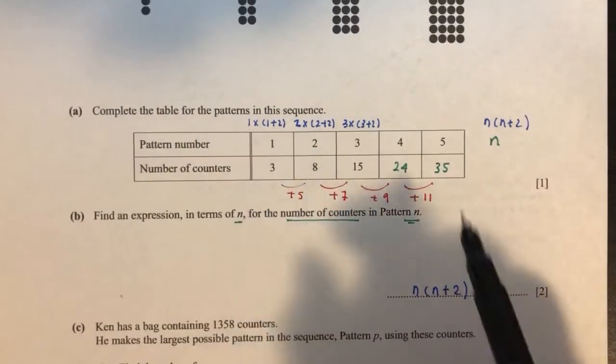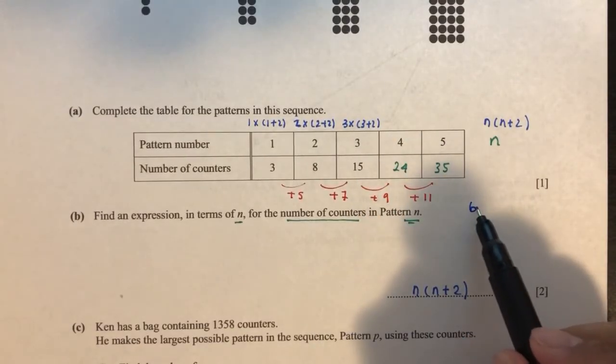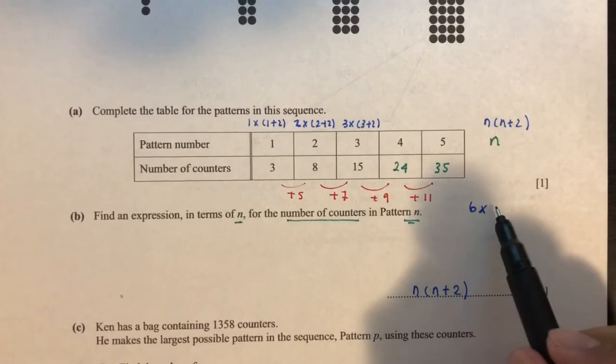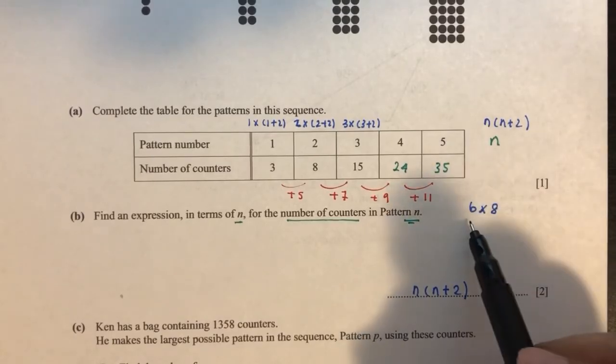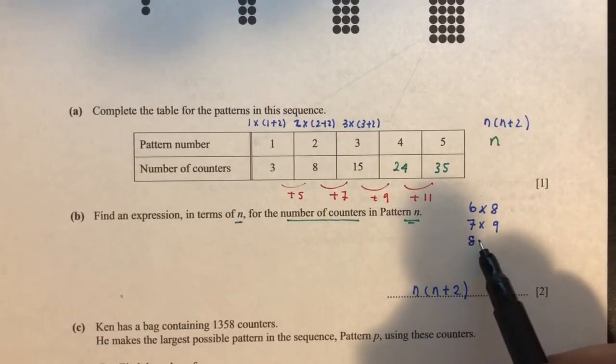So a term will look like this. If you have the sixth term, it will be 6 times (6 plus 2), which is 6 times 8. The seventh term will be 7 times 9. The eighth term will be 8 times 10.